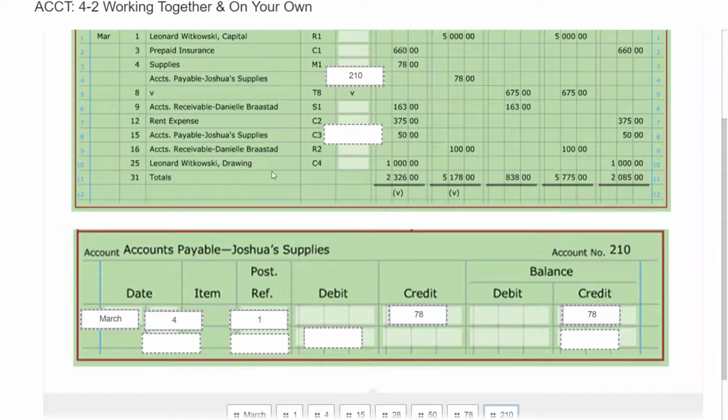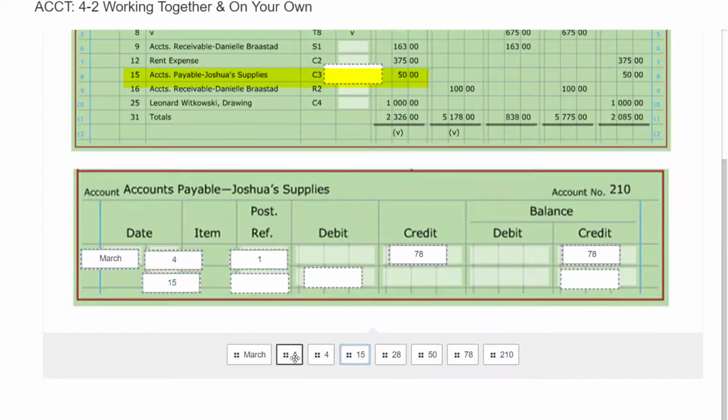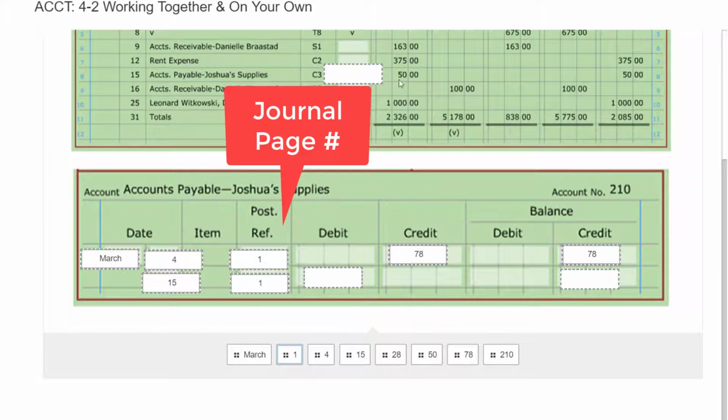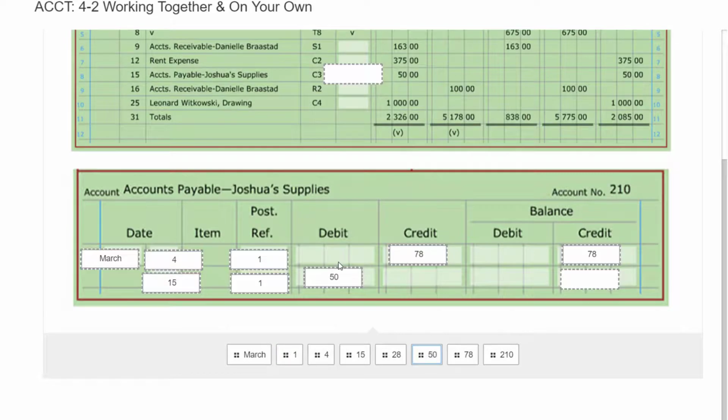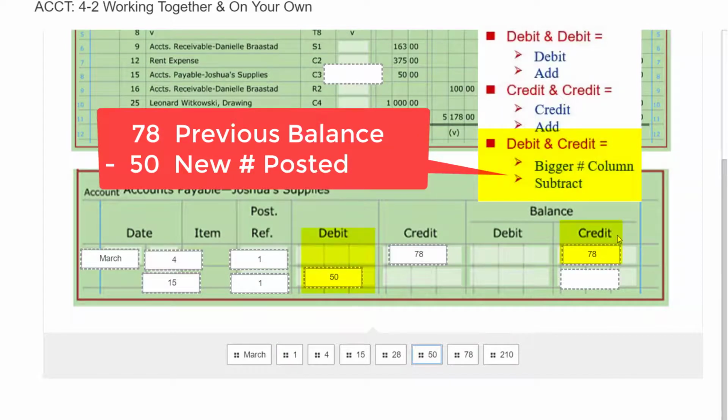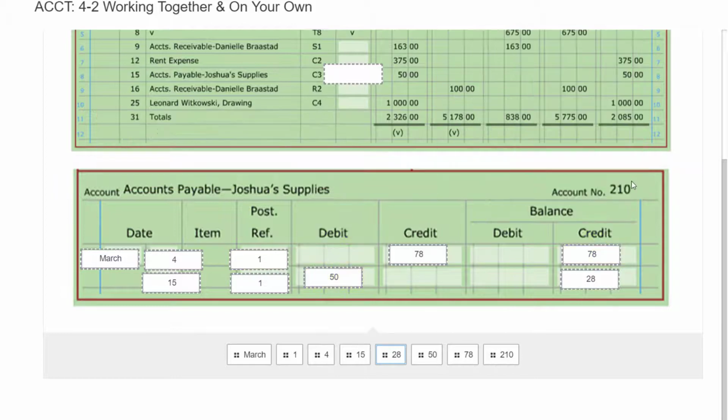Now I'm ready to do the 15th, and that also comes from page 1 of the journal. On the 15th, this is a $50 debit, so I'm going to drop $50 here. Now I'm at the point where I have a previous balance that's a credit and a new amount that's a debit. So when they're different, I choose the column with the bigger number. So 78 is bigger than 50, so I'm posting it to the credit column. And when they're different, I subtract. So 78 minus 50 is going to be 28. And then I'll finish off by saying this ledger 210 is where I posted that $50 to.